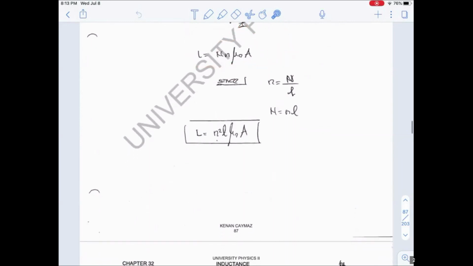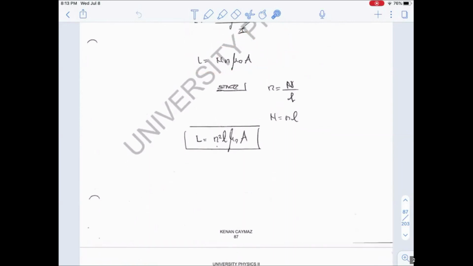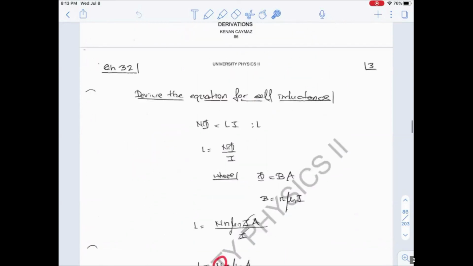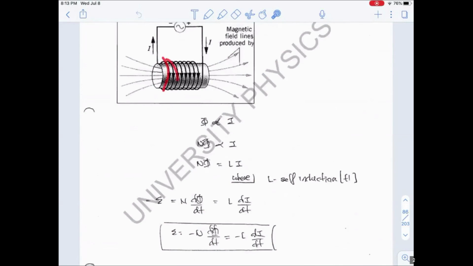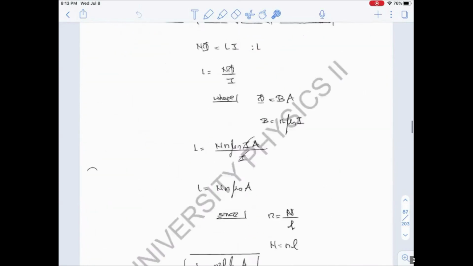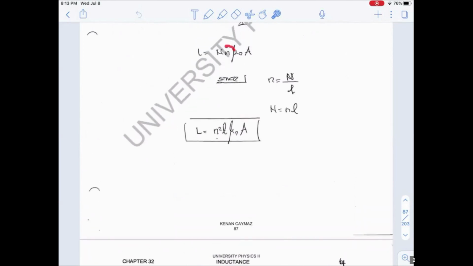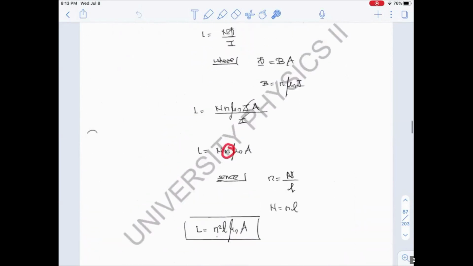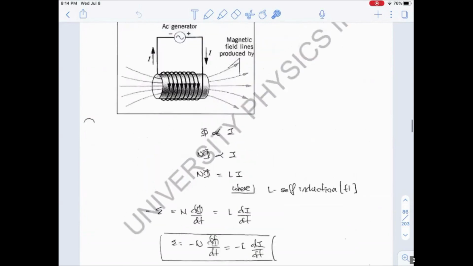Now let's focus on this one. Inductance is going to depend on the cross-sectional area. You've got your constant, which we can ignore. Also, it depends on capital N and the lowercase n. The capital N represents the number of turns that you have: 1, 2, 3, 4, 5. So that's the number of turns. And then you have this lowercase n, which is your turn density.